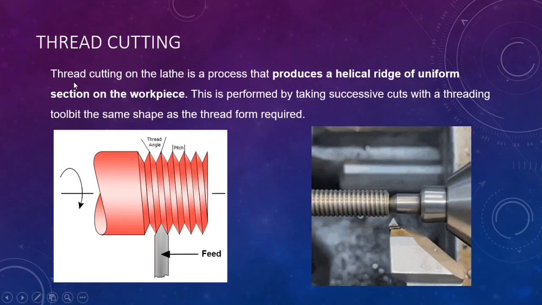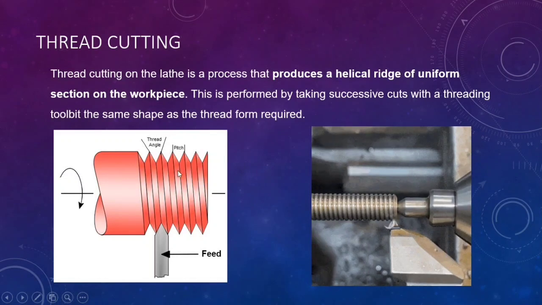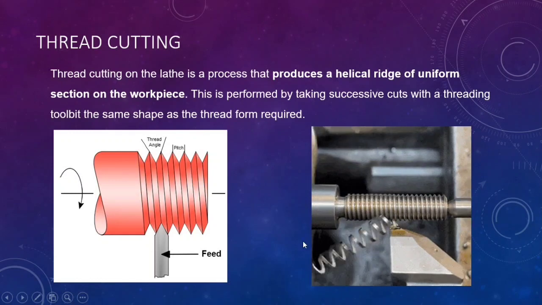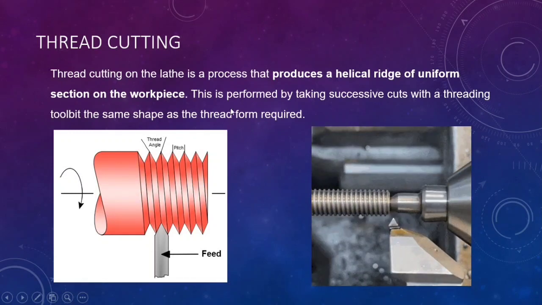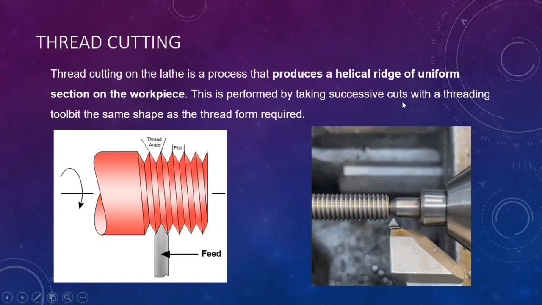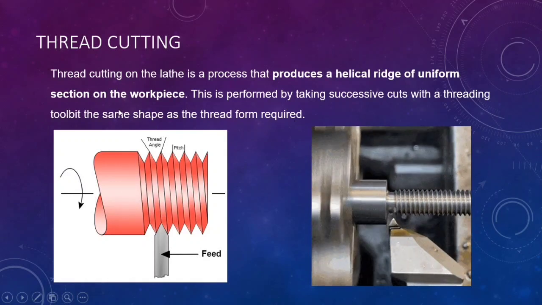Thread cutting on the lathe is a process that produces a helical ridge of uniform section on the workpiece. This is the helical ridge, which is going to be produced on the cylindrical surface. This is performed by taking successive cuts with the threading tool bit, in the same shape as the thread form requires. So this operation is going to be done.